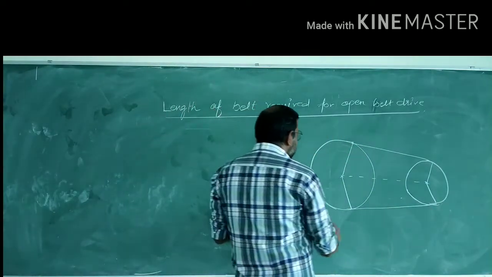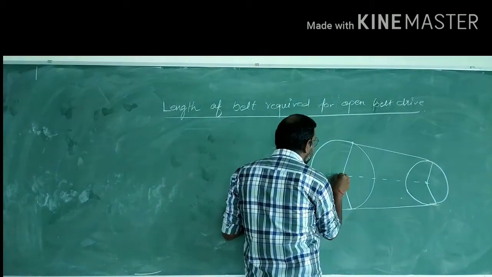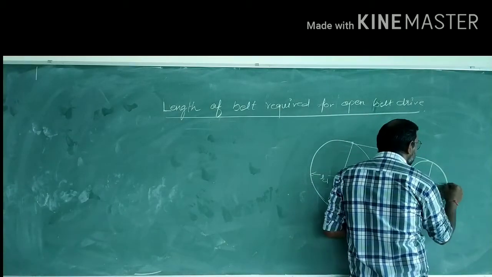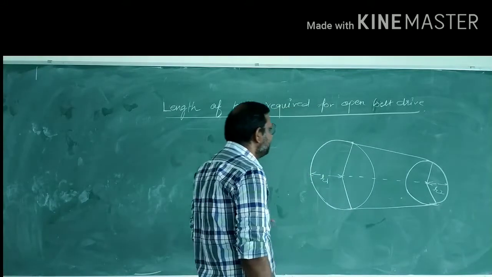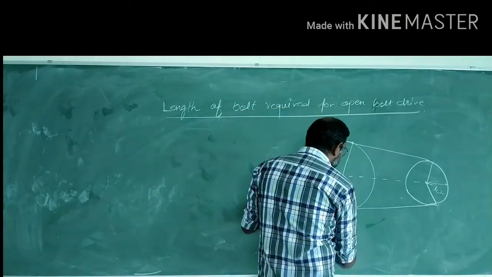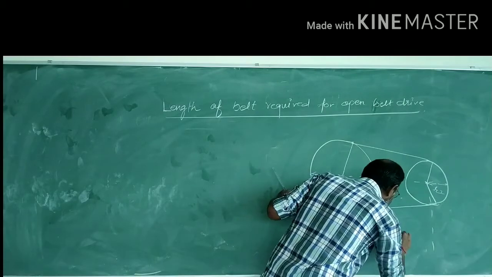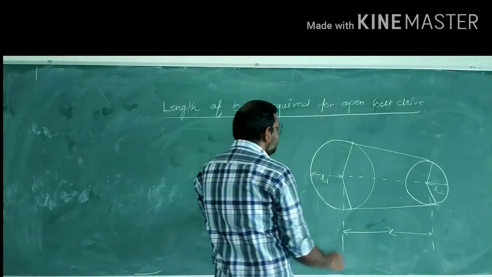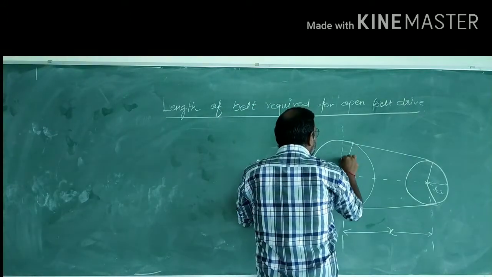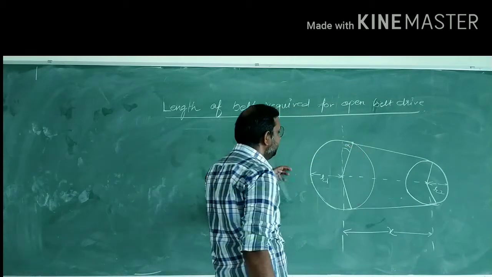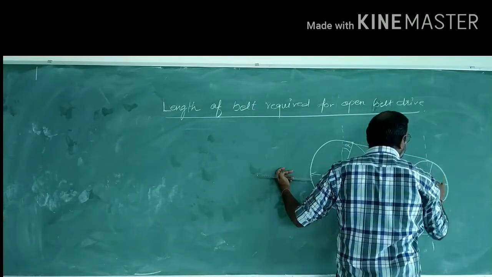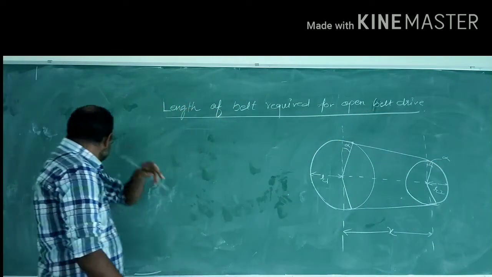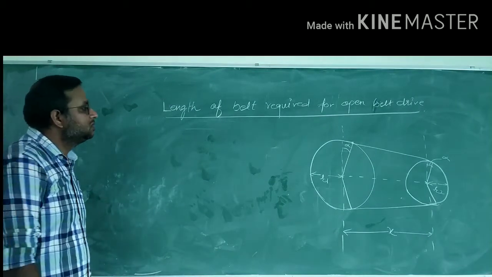Okay, so let's say the radius of the larger pulley is R1 and radius of the smaller pulley is R2. Okay, and the center distance between these two pulleys is, let us consider, X. Okay, so draw a vertical line. Let us consider this angle is alpha with vertical. Similarly, on this side, this angle is alpha on the smaller pulley. So this is the simplest diagram that we have in case of open belt drive.